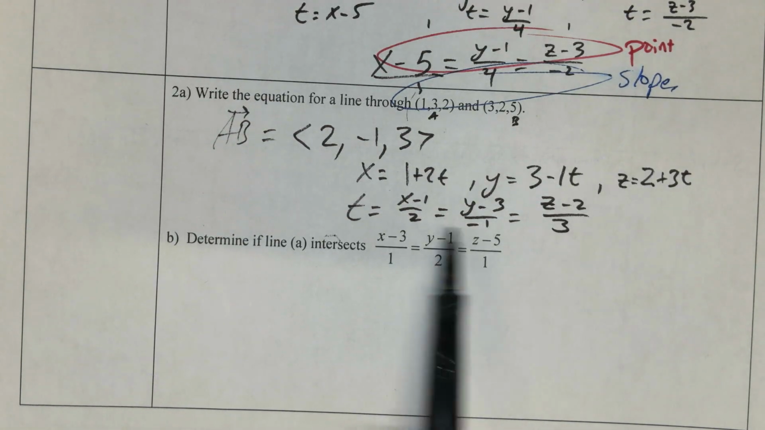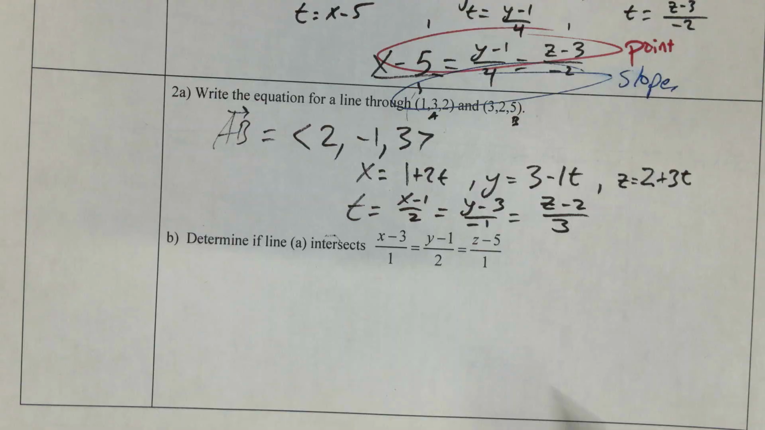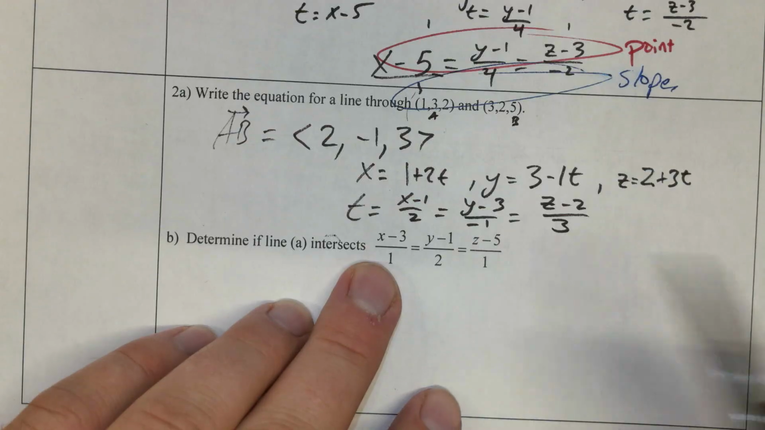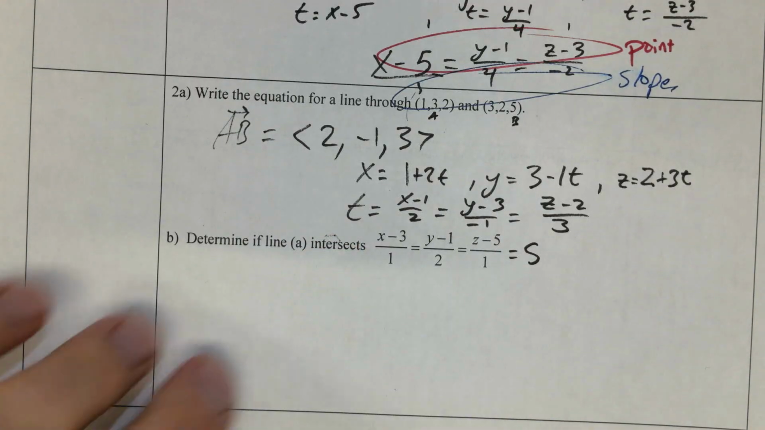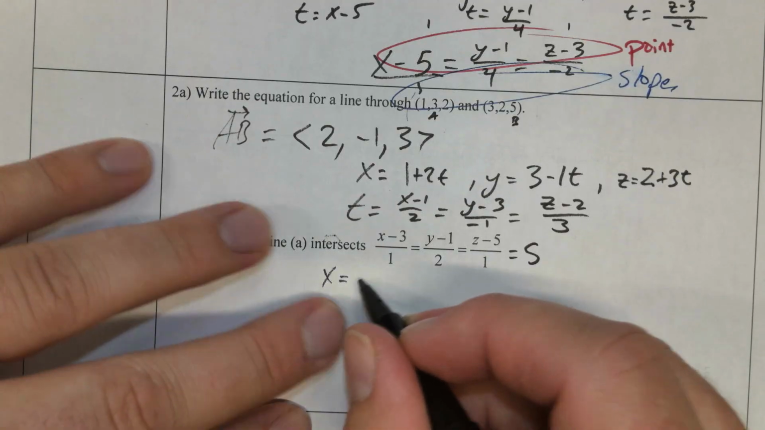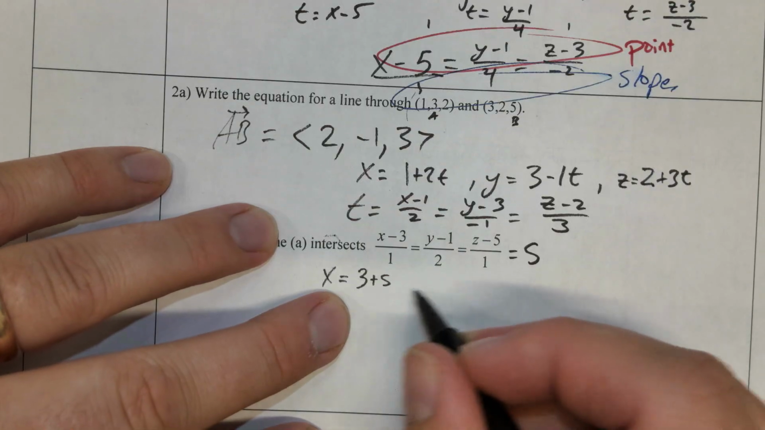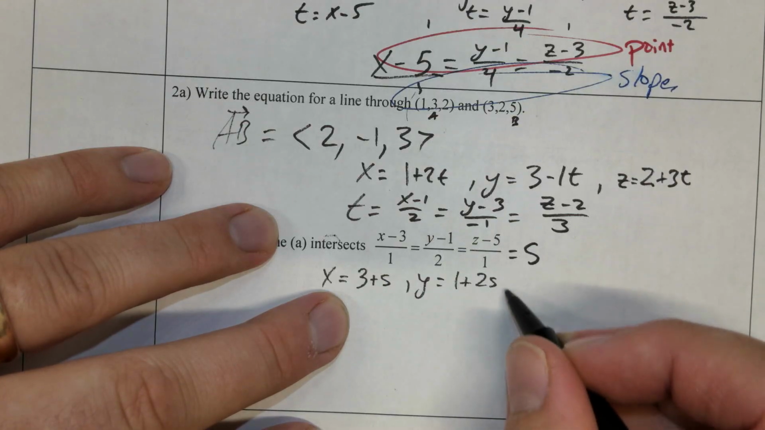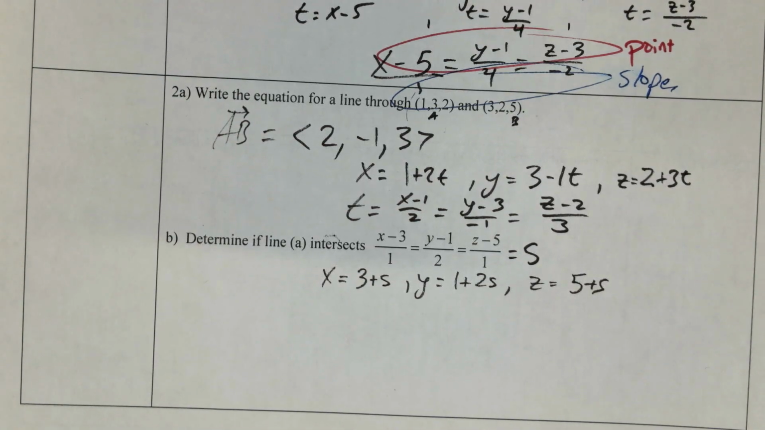So when it asks me to figure out if they intersect, this is where it gets interesting, because I cannot say that these are equal to t. Generally, we would make a new parameter. We would call it s. And so if I'm building this thing out into that s format, I'd have x is 3 plus s, y is 1 plus 2s, and z is 5 plus s.